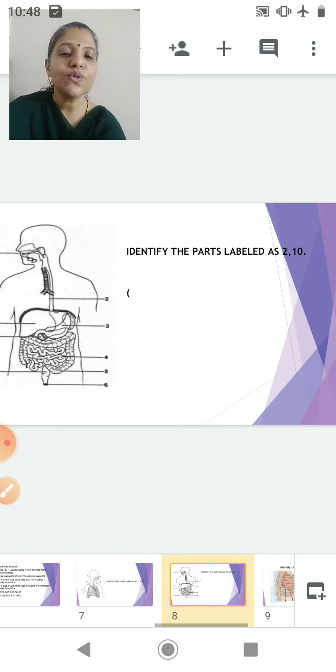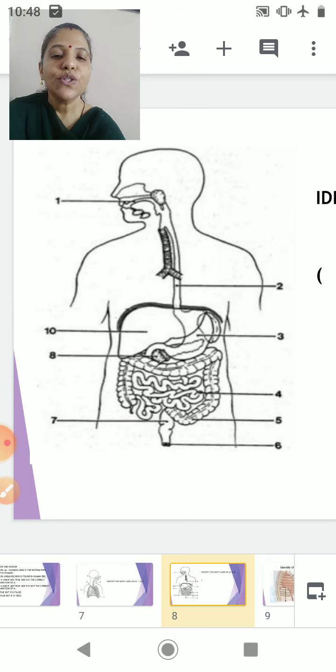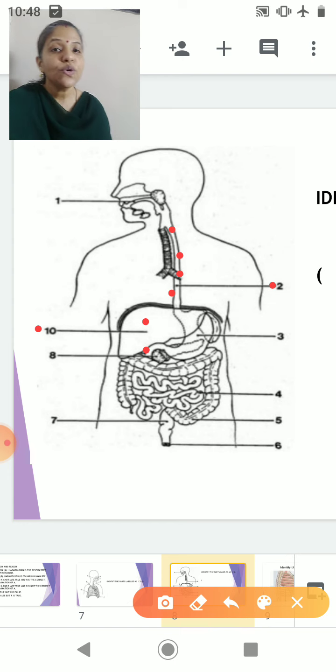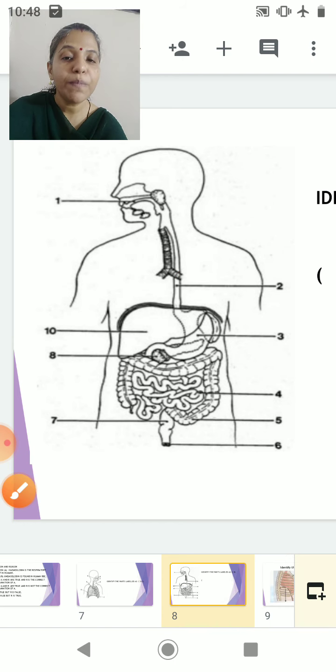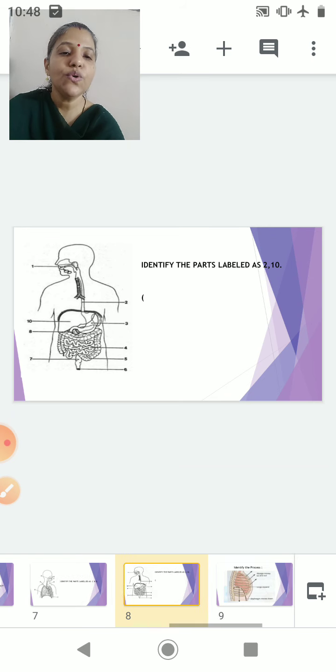Now let us go to the next diagram. Now identify the parts labeled as 2 and 10. So let us see now 2 and 10. Okay, so here this is your 2, correct, and this is your 10. 2 is the esophagus, you can see this is the esophagus, and 10 is the liver. So we have identified the labeled part. It will be given either as A, B, C, D, or as 1, 2, 3, 4. So you have to identify the part. Okay. Now let us go to the next one.